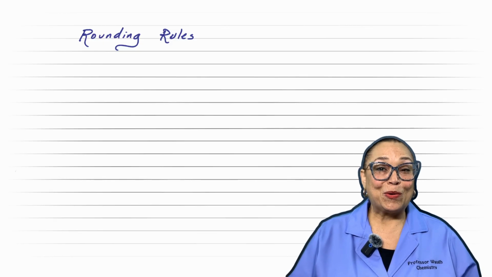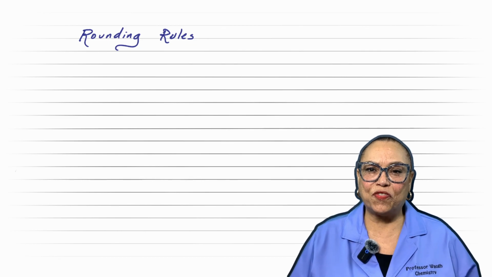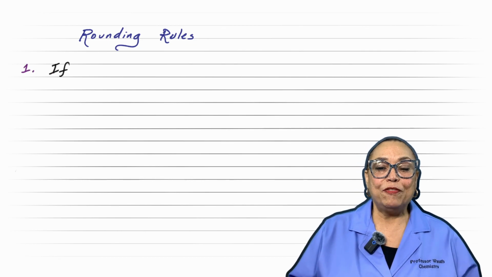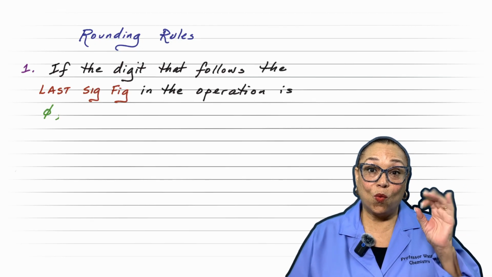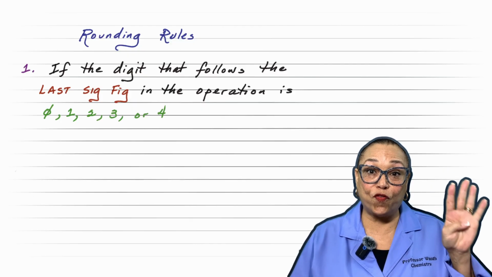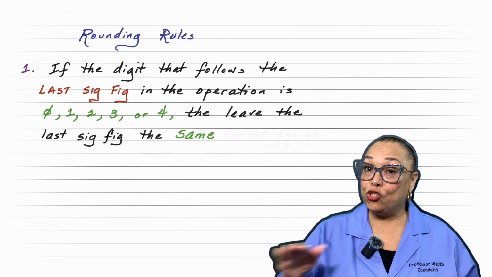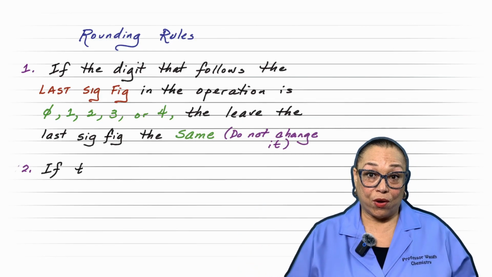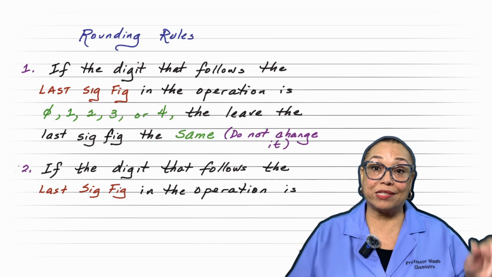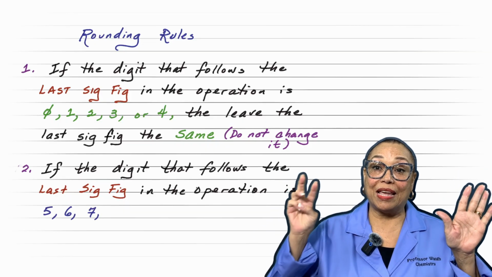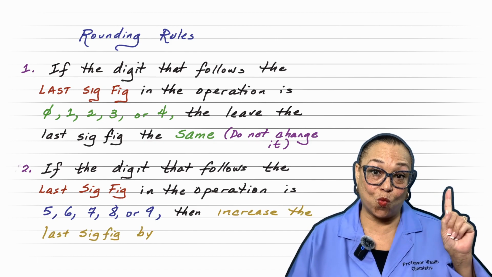Rounding rules. All right, I've taught it different ways over the last 31 years, but this method works just fine, good enough for government work. If the digit that follows the last sig fig in the operation is 0, 1, 2, 3, or 4, then leave the last sig fig in the operation the same. I mean, do not change it. If, though, the digit that follows the last sig fig in the operation is 5, 6, 7, 8, or 9, then you have to increase the last sig fig by 1.